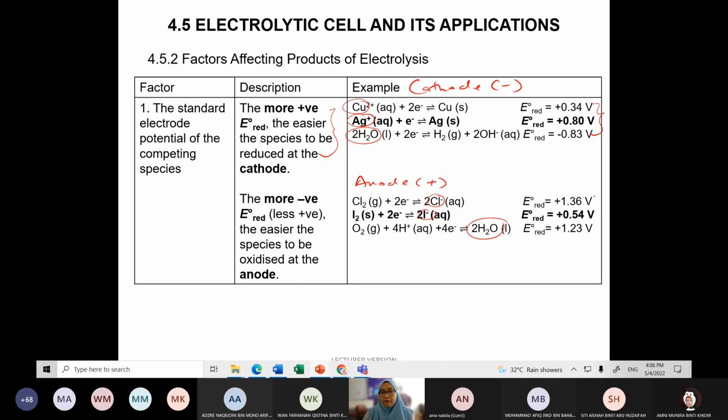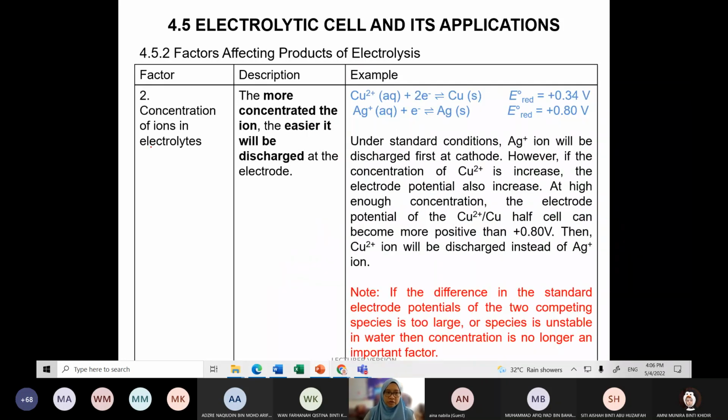So for the anode, we are going to choose based on the more negative value. The more negative value, or less positive value, will be discharged at the anode. Then number 2, concentration of ions in the electrolyte. This is the second consideration that you have to be aware of.